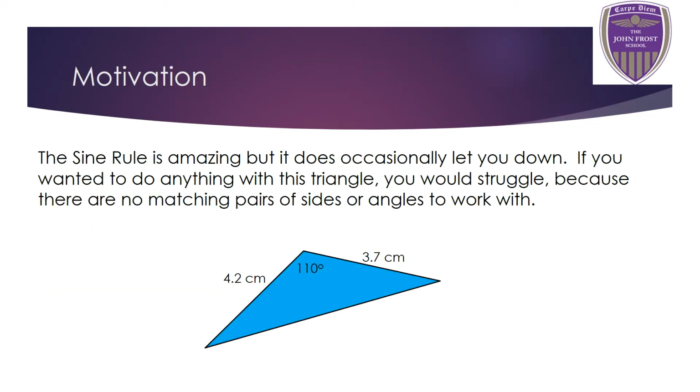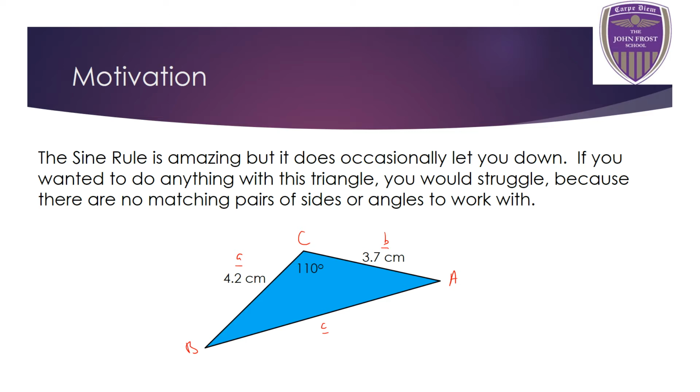And the motivation for the cosine rule is that whilst the sine rule is amazing, as we've seen in the last 2 lessons, it occasionally lets you down. Because if you want to work with this triangle below, the sine rule won't help you at all here, okay? You couldn't find anything with it, because maybe you might call this side A, but you don't know what angle A is. You might call this side B. You don't know what angle B is. And you might call this angle C, but you don't know what side C is.